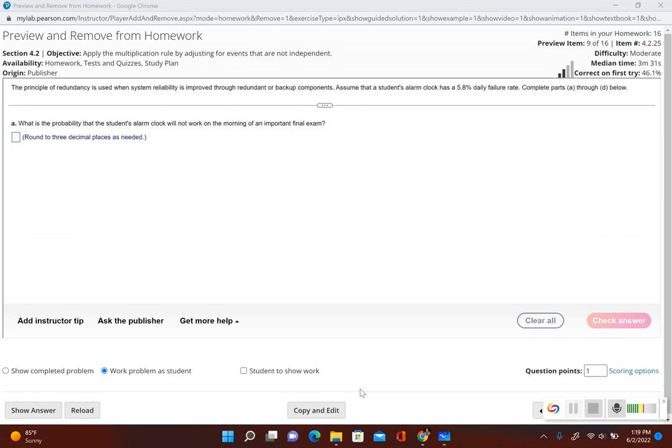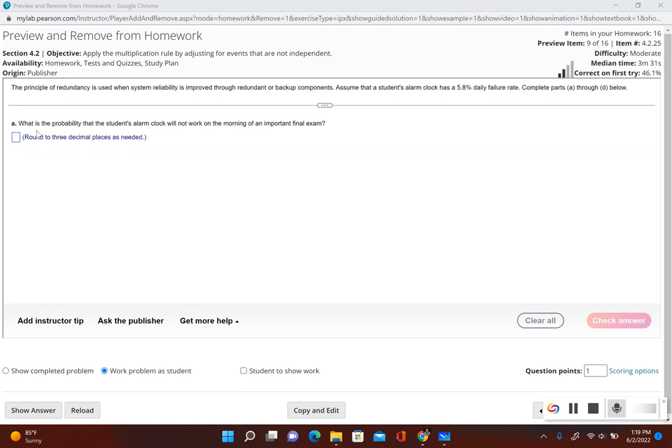This problem illustrates the concept of redundancy, which is used to increase the reliability of many systems. So for this particular problem, it's referring to alarm clocks. The principle of redundancy is used when system reliability is improved through redundant or backup components. Assume that a student's alarm clock has a 5.8% daily failure rate. Complete parts A through D below.